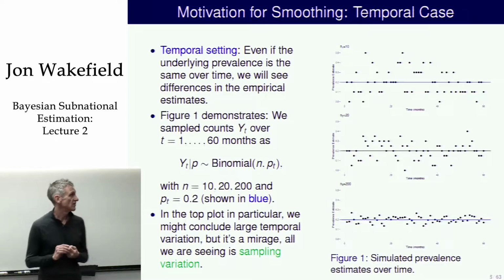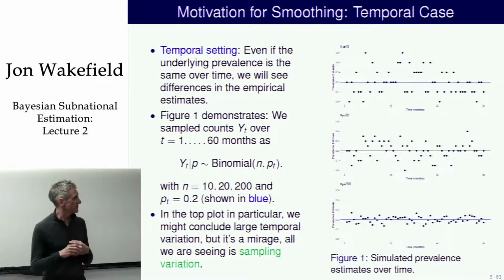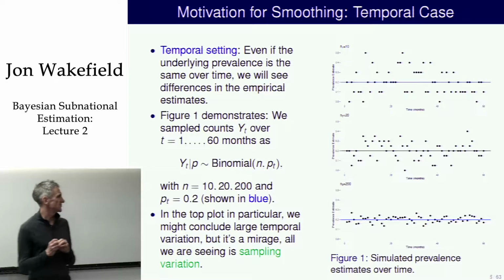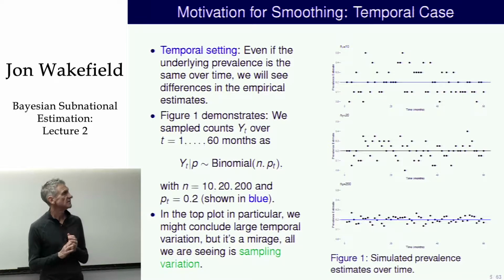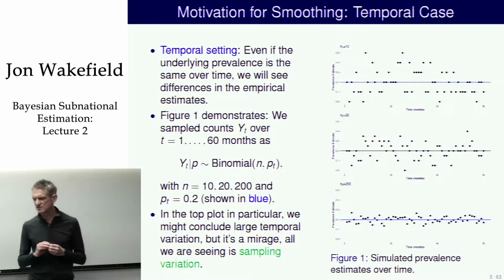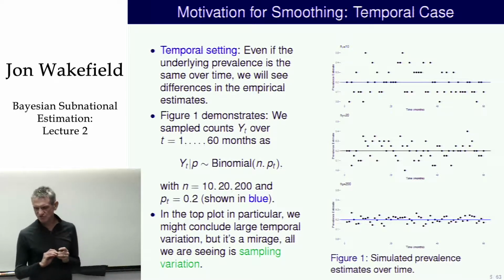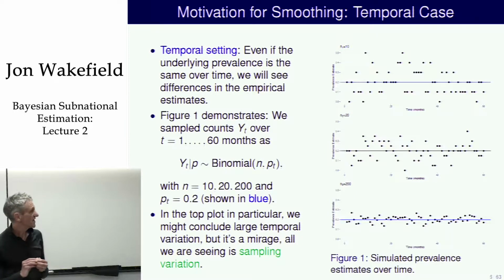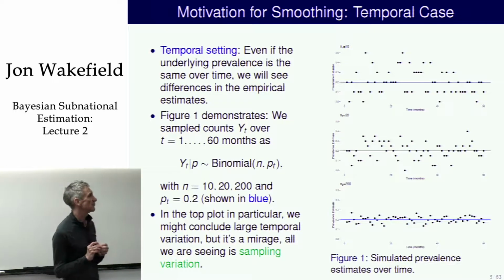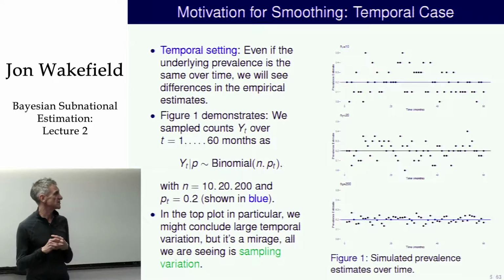So just to motivate a little further, the three figures on the right show simulated data with three different sample sizes. In the top panel, we've sampled 10 people in each month. So we've got 60 months' worth of data here. The middle panel, we sample 20, and at the bottom, we sample 200. In each of these cases, the true underlying prevalence is 20%. And so those dots, as you can see, vary between 0 and 50%, but that's just sampling variability we're seeing. There's no temporal pattern here. All we're seeing is the sampling variability.